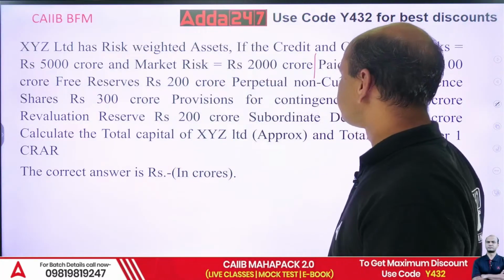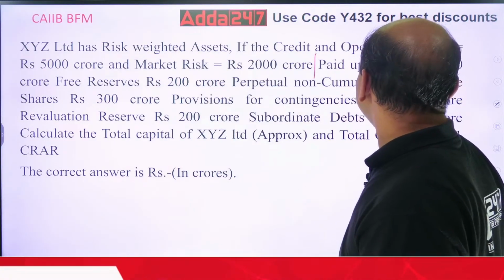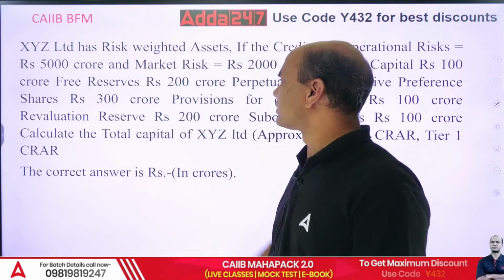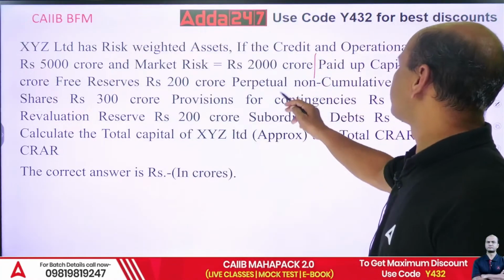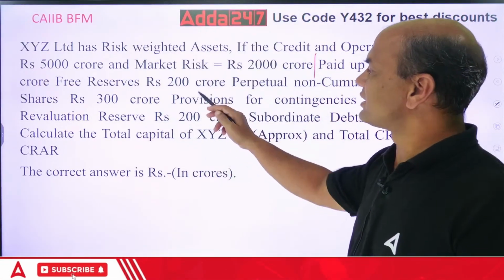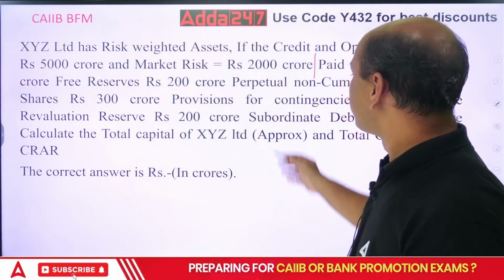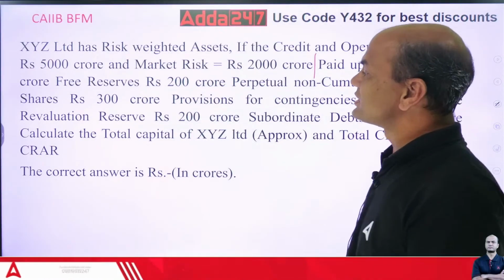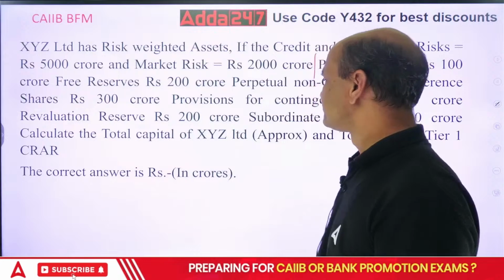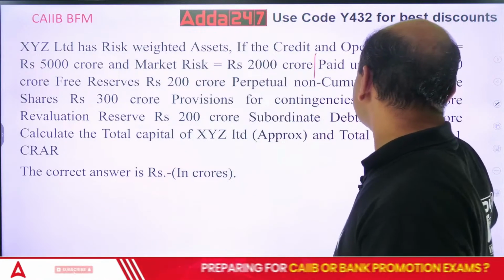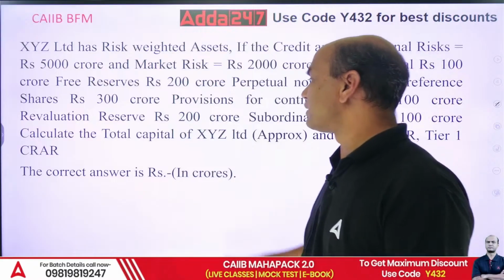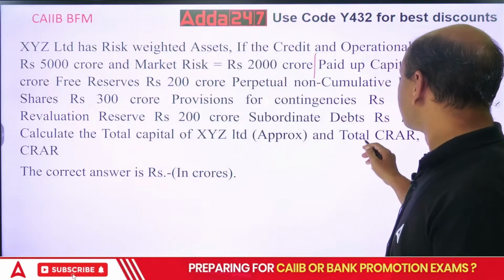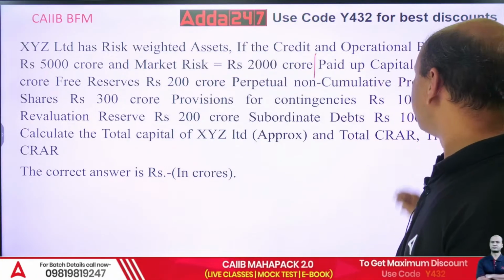Paid up capital is given as 100 crores. Free reserves are given as 200 crores. PNCP, perpetual non-cumulative preference shares, are given as 300 crores. Provisions for contingencies are given as 100 crores. Revaluation reserves are 200 crores. Subordinate debts are 100 crores. Calculate the total capital of XYZ Limited approximately, total CRAR and Tier 1 CRAR.